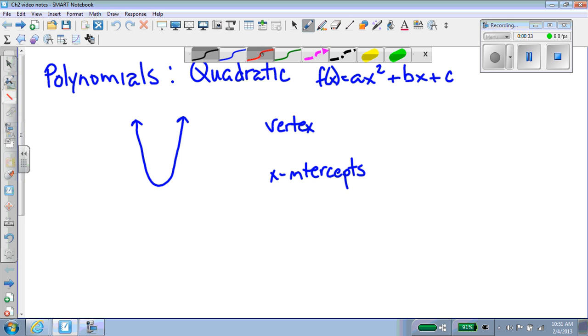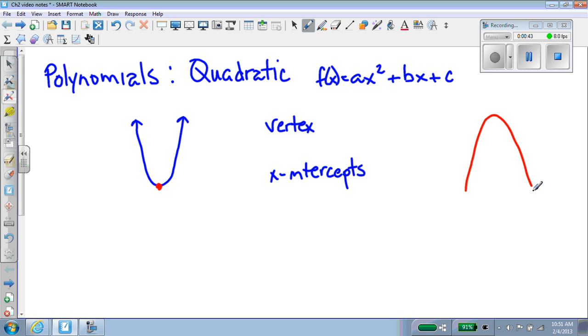The vertex is either in the valley, right? It's the minimum, or if the parabola, the shape of a quadratic, is going this way, then it would be the maximum point. That's the vertex. And we have lots of ways of finding that.